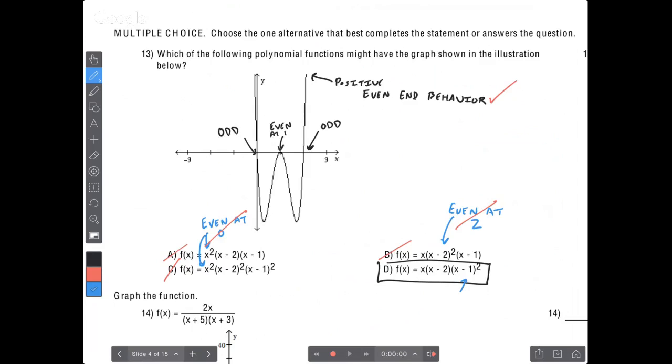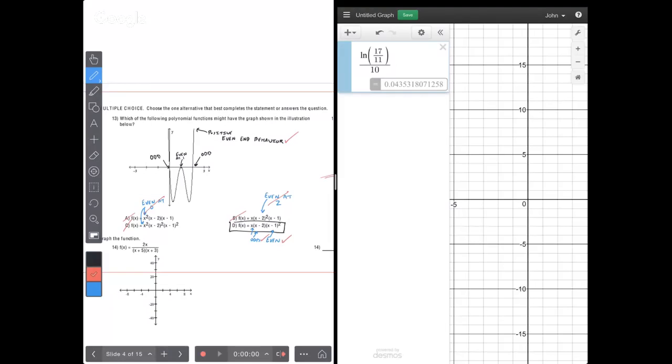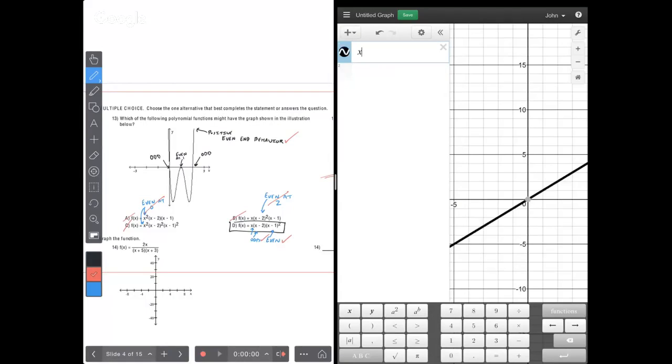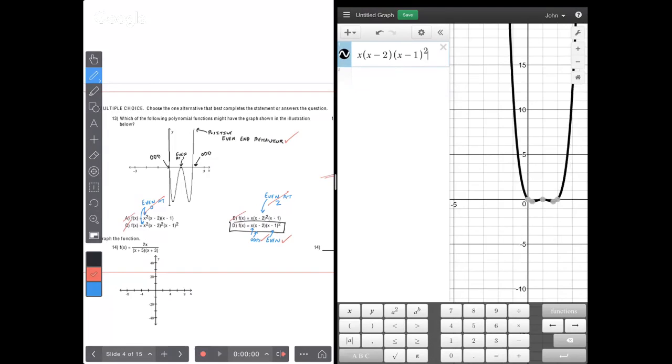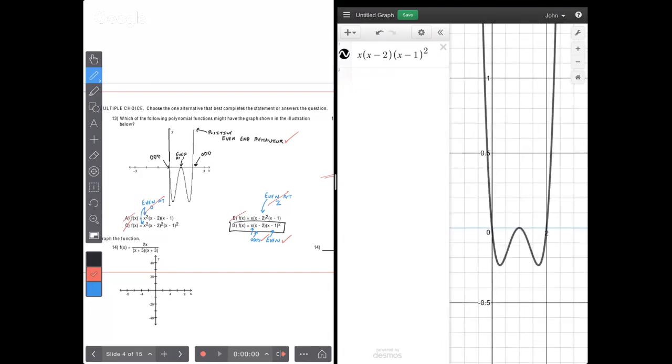Here's where my even multiplicity is. Here's odd and odd multiplicity. Check, check. If I was on the Desmos section, I might come over here just to be sure and graph x times x minus 2 times x minus 1 squared. And I can see, yes, it does in fact look just like it. Beautiful.